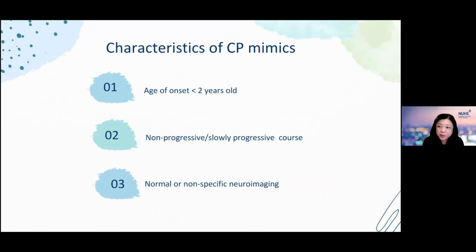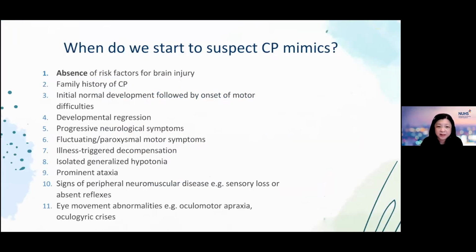And what may tip us off is if you did do an MRI scan, the MRI may look normal or may have some non-specific features. So because it looks so close to typical cerebral palsy, we need to start to suspect CP mimics if, for example, on history, there is an absence of risk factors for brain injury in the prenatal, the perinatal, and the postnatal period.